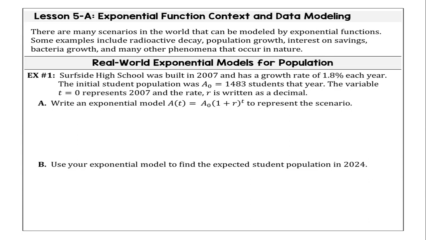Okay. So first up, we have Surfside High School was built in 2007 and has a growth rate of 1.8% each year. The initial student population was A sub 0, or A naught, equals 1,483 students that year. The variable T equals 0 represents 2007 and the rate R is written as a decimal. Write an exponential model.